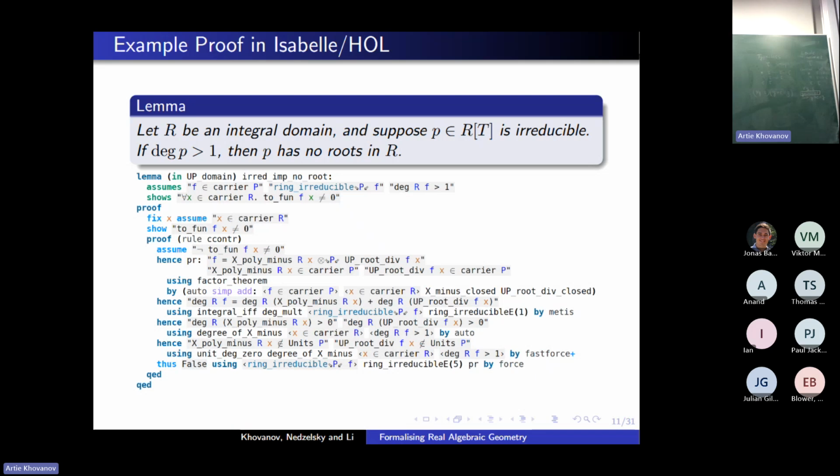This is just a function that turns f into an evaluation function. It's like the evaluation homomorphism basically. Okay, so here's the proof. The first thing we do is we fix x and we assume that x is in our carrier, right? So we fix a root and we go for a contradiction.